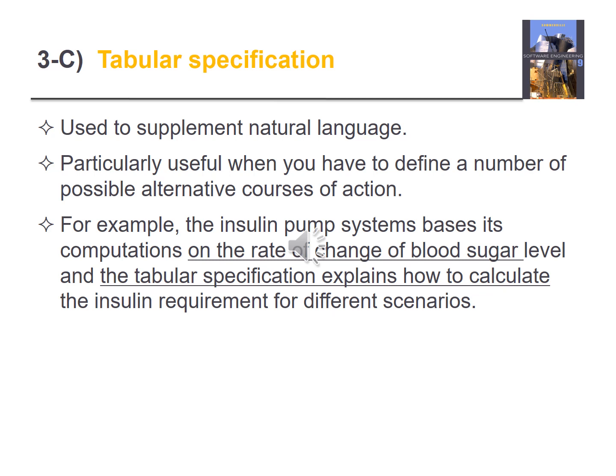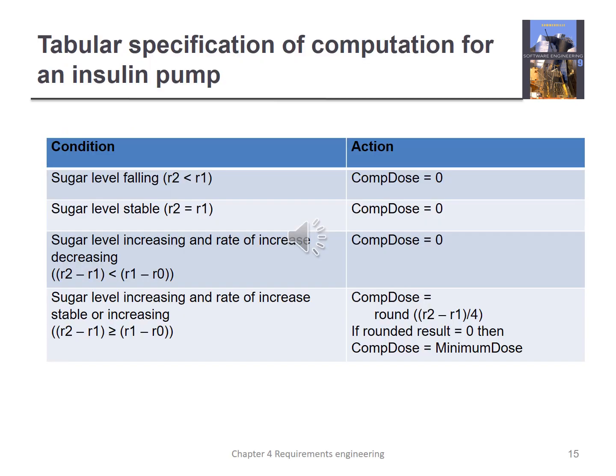For example, the insulin pump system bases its computation on the rate of change of the blood sugar level. And the tabular specification explains how to calculate the insulin requirement for different scenarios, as we're going to see soon. If you look at this tabular specification of computation for the insulin pump, it is the same logic. So it is easy. It is put in a table.